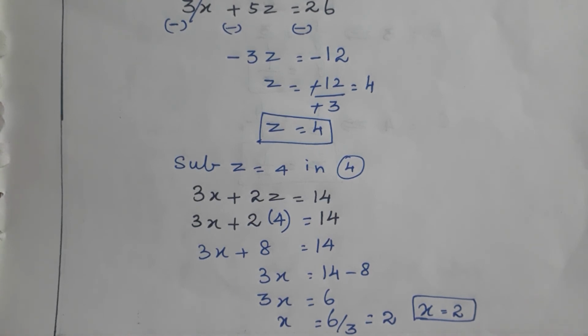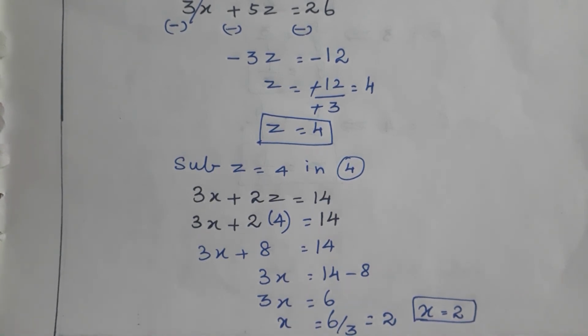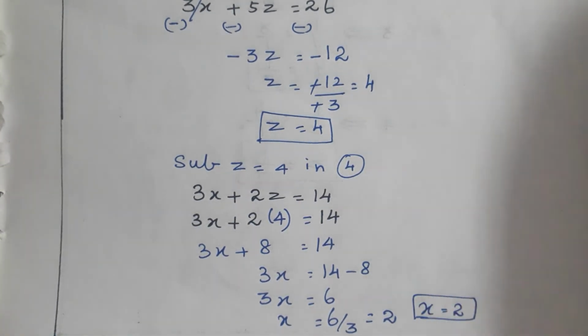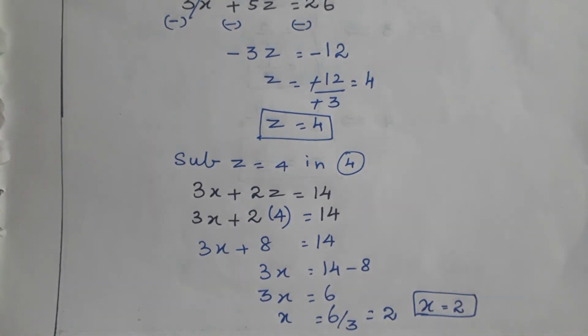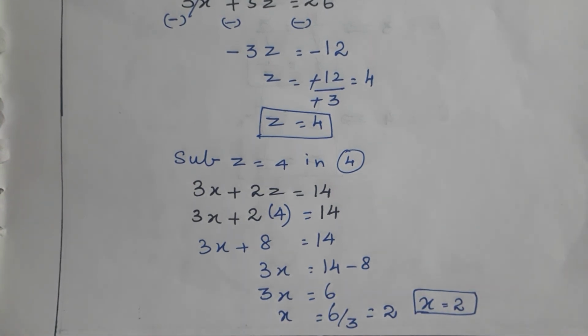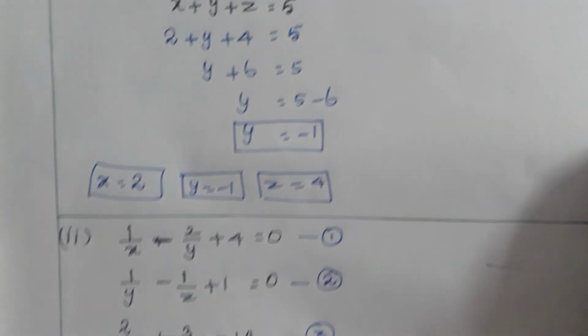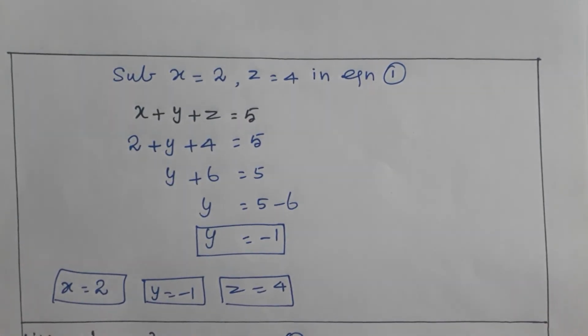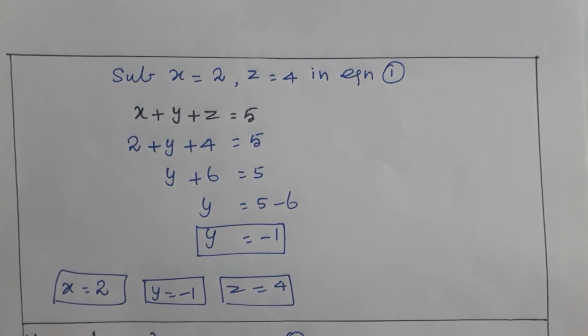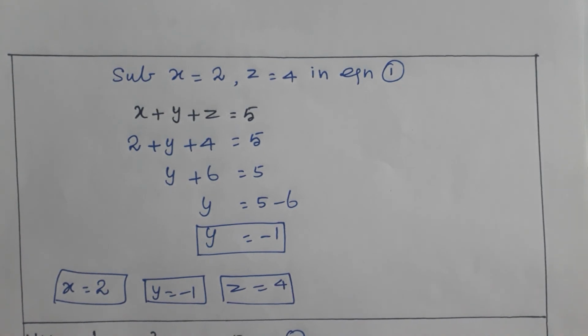So we got the value of x as 2 and z as 4. Now we have to look at the third variable. What is the third variable we have? That is y, to be found out. See how to find the value of y. We have to substitute x is equal to 2 and z is equal to 4 in equation number 1. Either in 1 or 2 or 3, anywhere you can substitute. I have taken equation number 1.